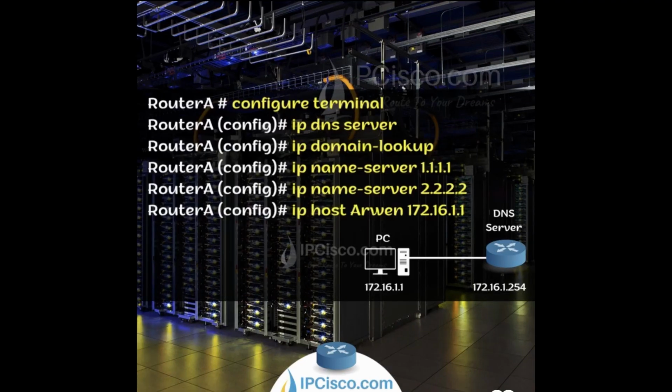DNS is made up of a hierarchy of name servers. At the top is the root server, which is the main directory of all domain names. Below this are the top-level domains, such as .com and .org, which are used to identify the type of organization that owns the domain name. Below this are the authoritative name servers, which contain the actual IP address of the domain.